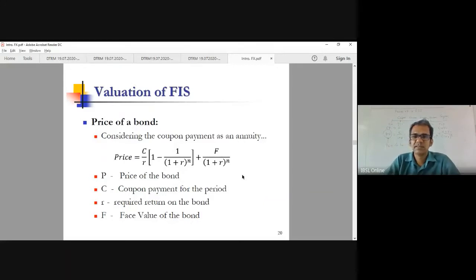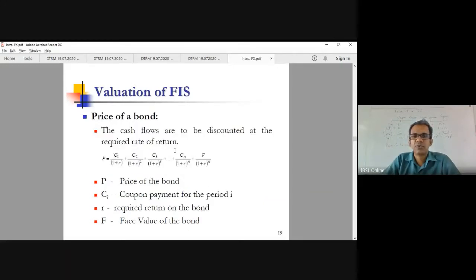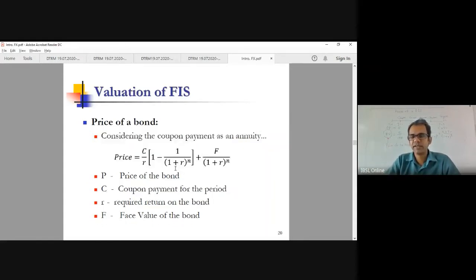you can consider only the coupon payments as an annuity. What is an annuity? You get a certain amount during specified time periods, time intervals, the same cash flow, the same amount in regular time intervals. Then what is the present value of that cash flow?